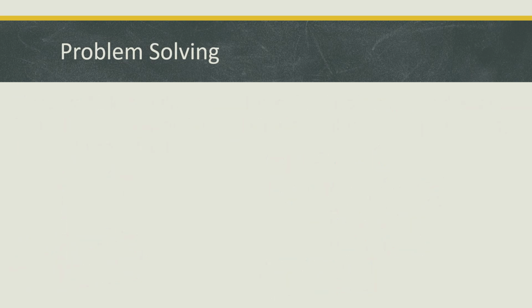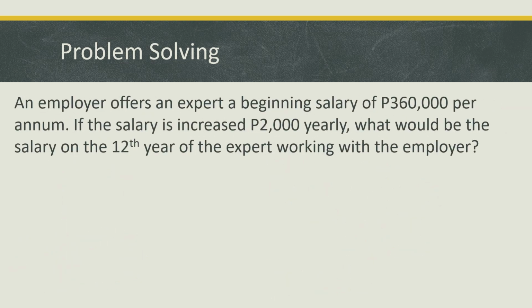So, next example. An employer offers an expert a beginning salary of 360,000 per annum. If the salary is increased 2,000 yearly, what would be the salary on the 12th year of the expert working with the employer? If the expert receives 360,000 on the first year, we can set it as our first term. So a sub 1 is 360,000 and it increases 2,000 yearly.